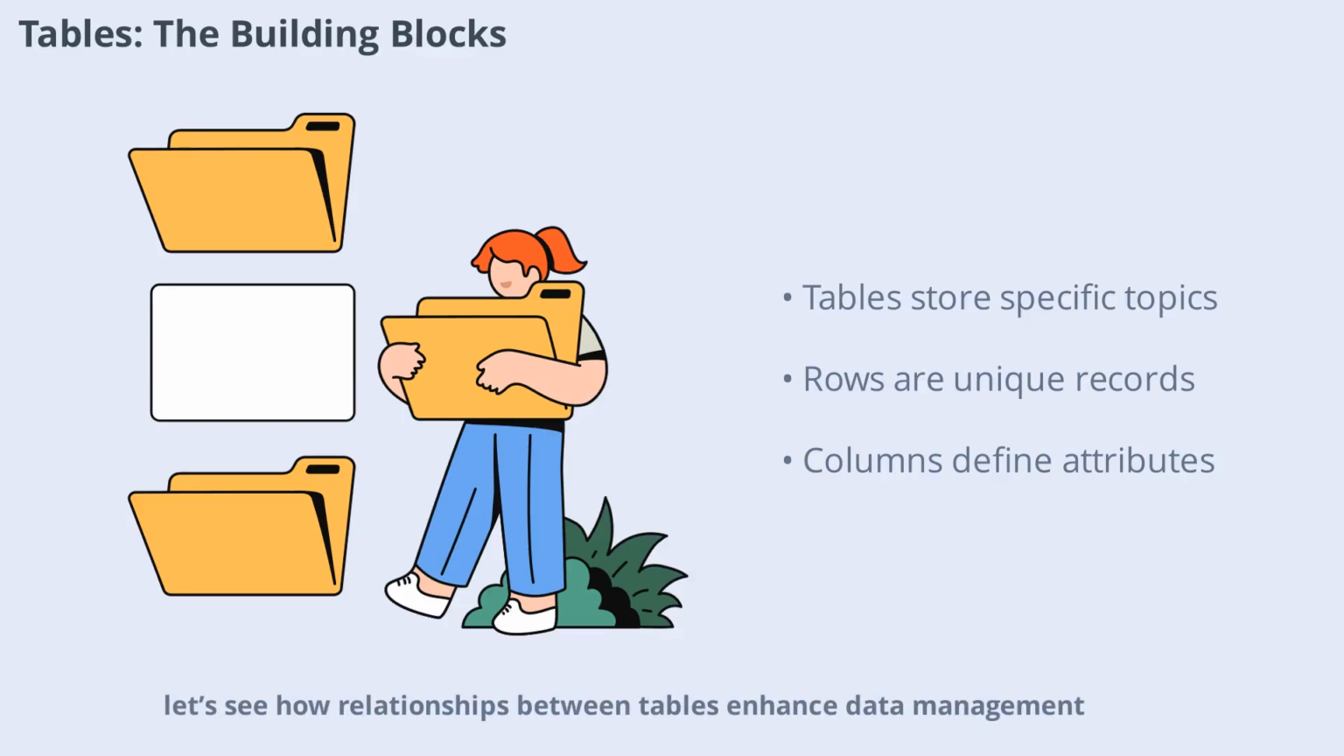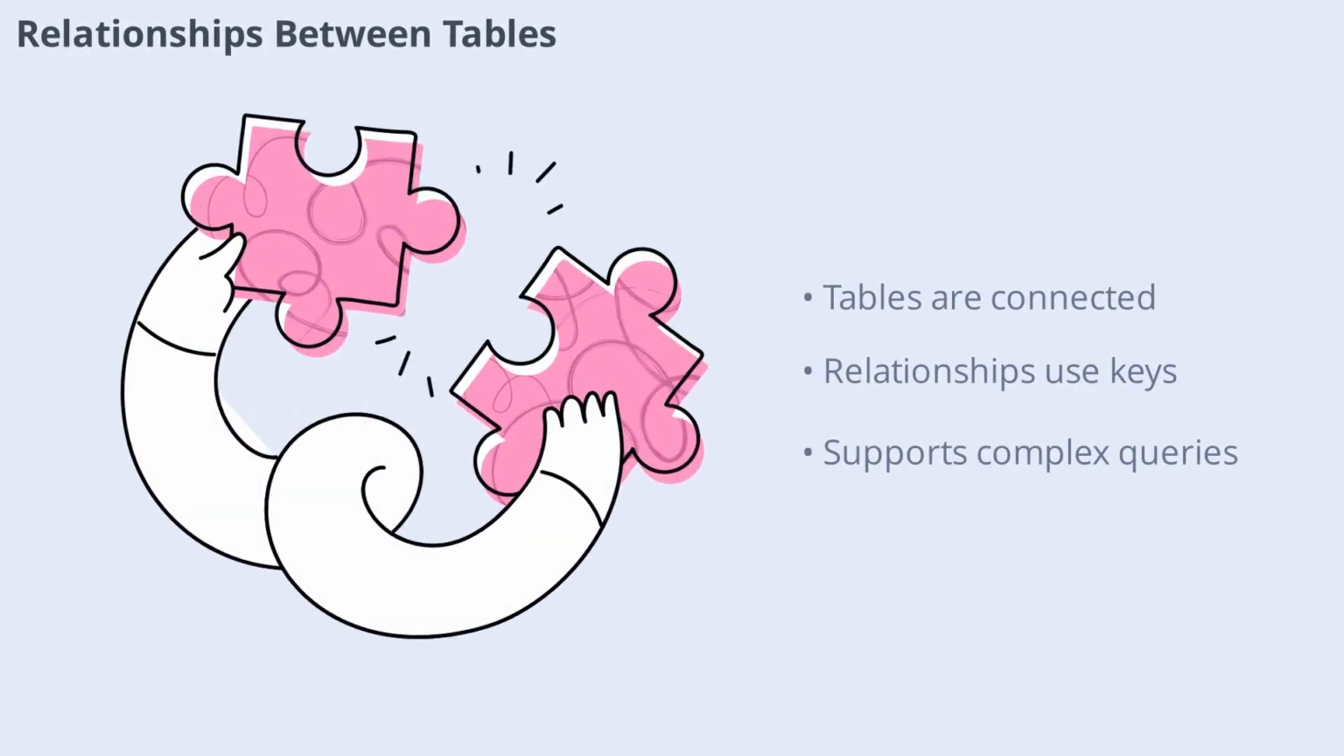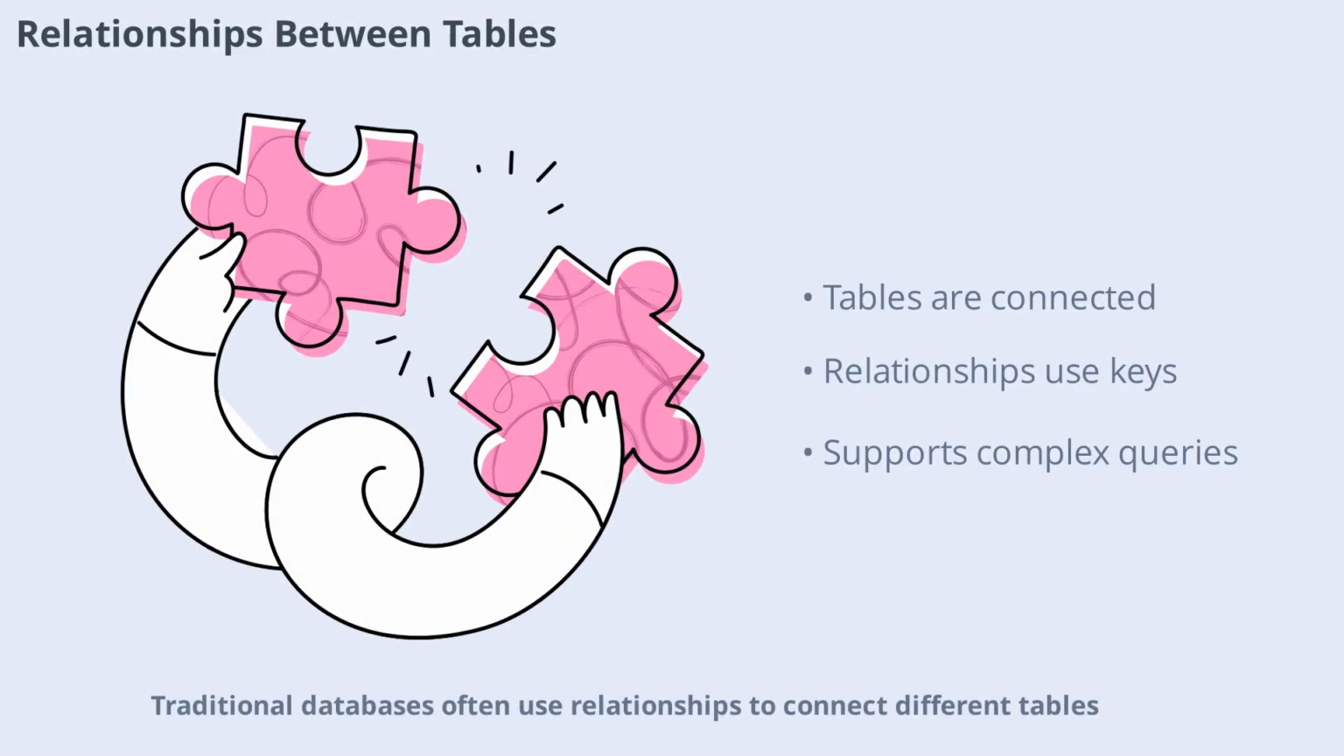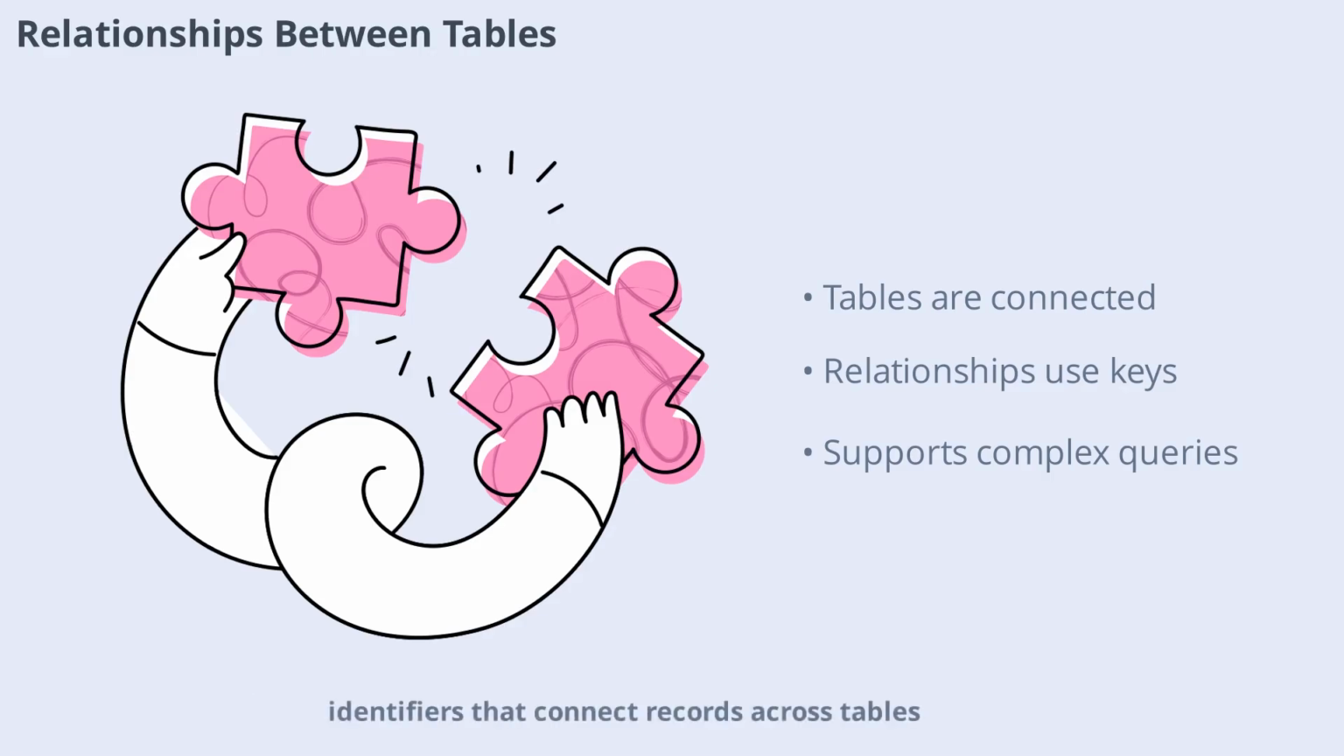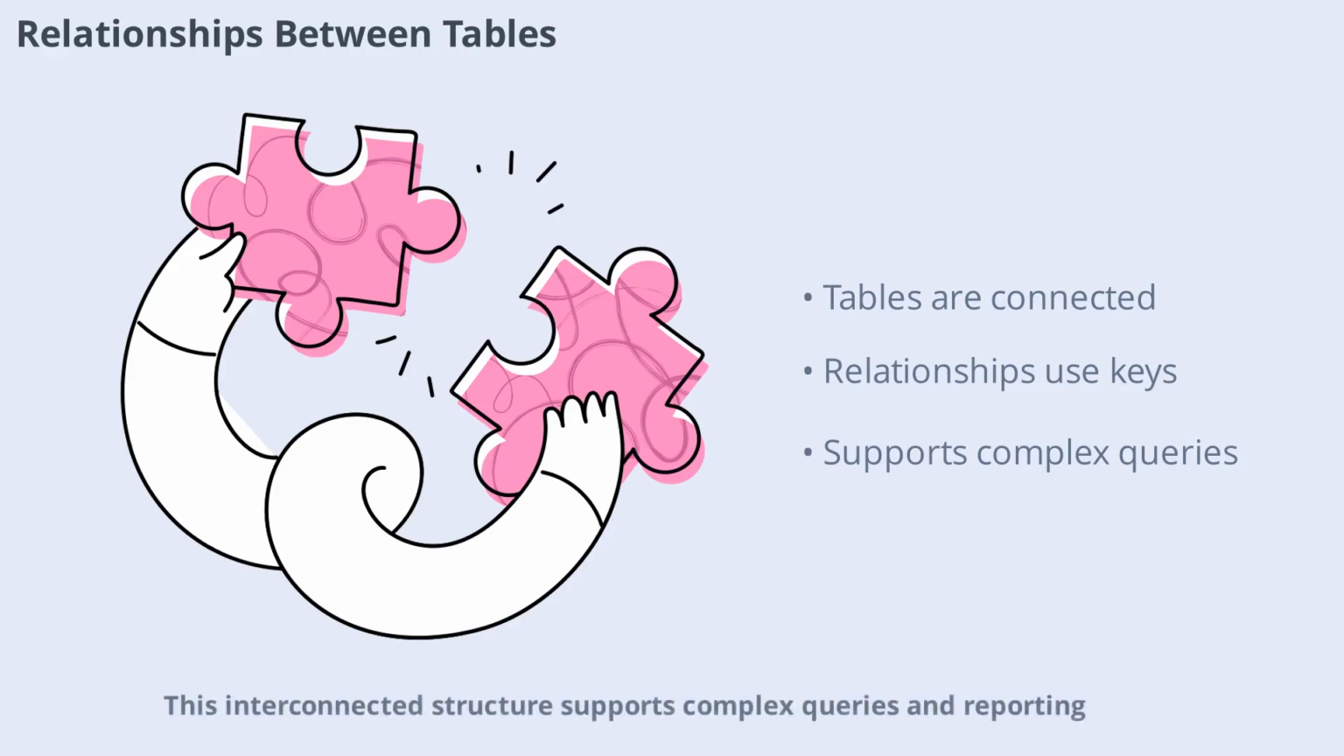Now let's see how relationships between tables enhance data management. Traditional databases often use relationships to connect different tables. These relationships allow data to be linked across tables, making it possible to combine information in meaningful ways. For example, a customer table might be linked to an orders table so you can see which customers placed which orders. Relationships are typically established using keys, unique identifiers that connect records across tables. This interconnected structure supports complex queries and reporting, making databases powerful tools for analysis.